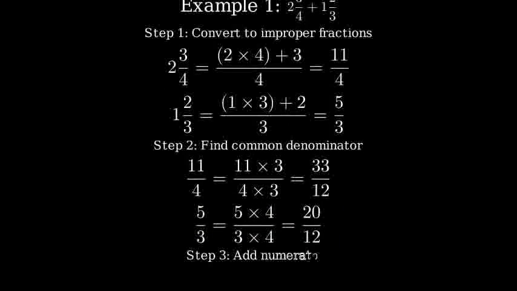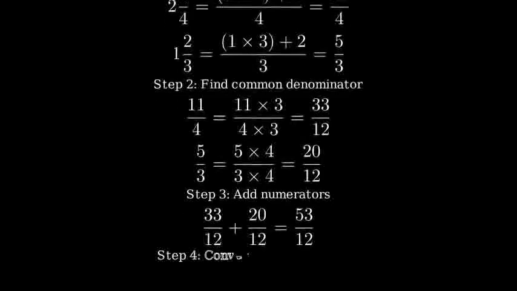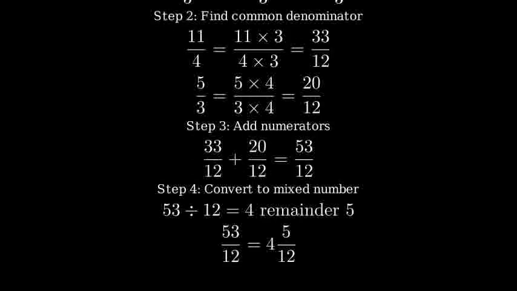Step 3, add the numerators and keep the common denominator. 33 plus 20 equals 53/12. Step 4, convert back to a mixed number. Divide 53 by 12. The quotient is 4 with a remainder of 5. Therefore, the final answer is 4 and 5/12.